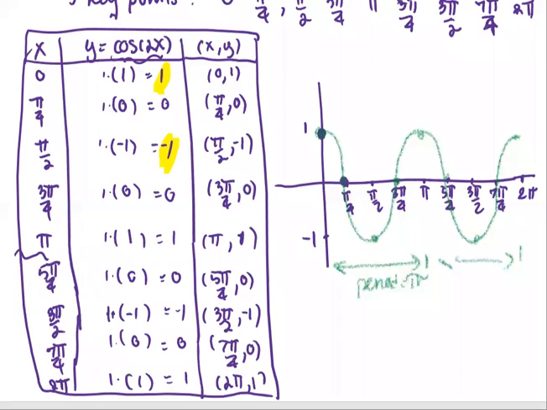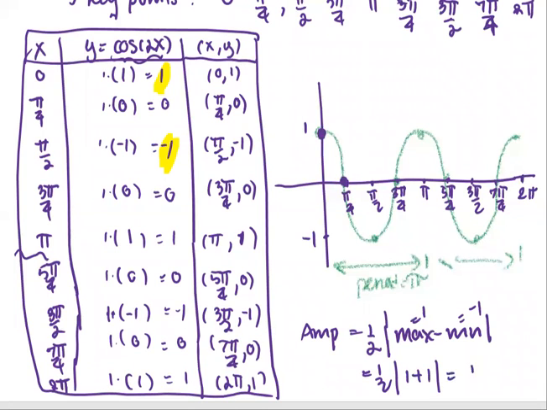And to verify the amplitude from the graph, it is 1/2 multiplied by the absolute value of the max minus the minimum value. The maximum is 1, the minimum is -1, so it's 1/2 multiplied by 1 plus 1, which is the value 1, the same as the formula, the absolute value of a that we computed at the beginning.